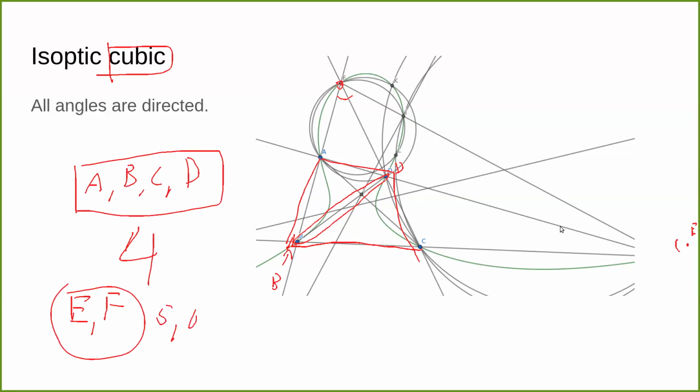Do you guys see any other points? What are some other points that also lie on the cubic? Well, the Miquel point, obviously, right? Because you have this equals this by the inscribed angle property. So we also have J, that's 7 points.